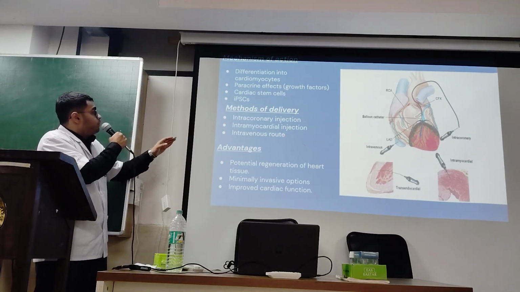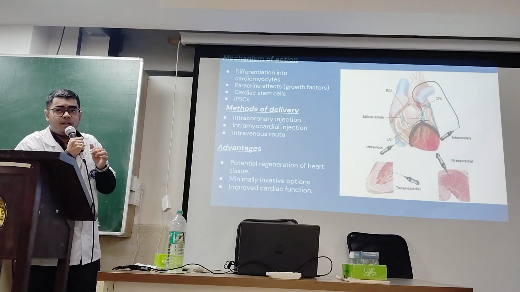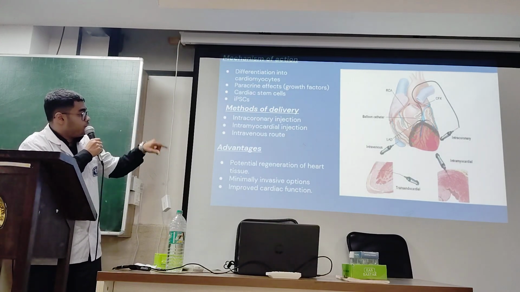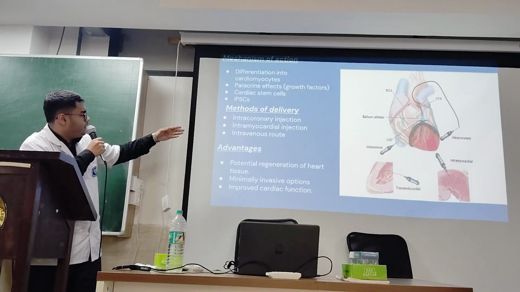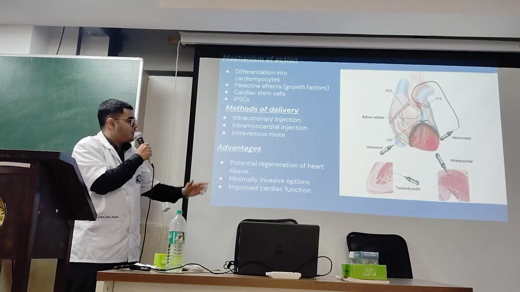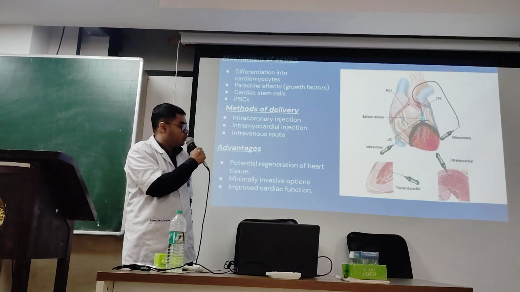So, methods of delivery. Initially, typically the stem cells are harvested from the patient, then they are processed under controlled laboratory conditions, and then they are introduced into the heart of the patient through various routes like intracoronary injection, intramyocardial injection, intravenous route, transendocardial route. So here you can see the diagram. In that we have multiple methods to do it.